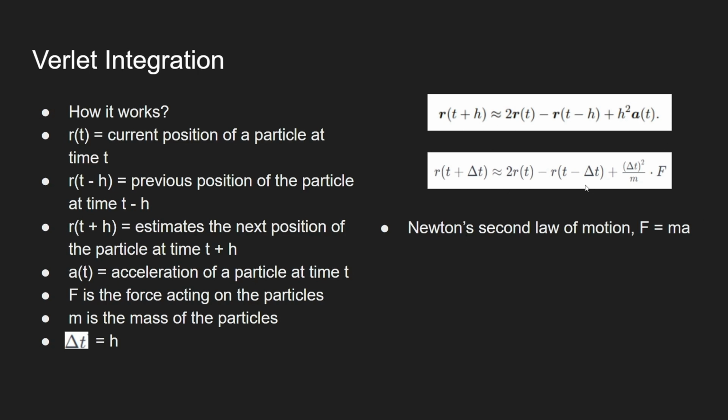So with this formula here, this is the original formula, and let's say if there's an external force coming into play, you can substitute the acceleration here with F divided by m, force divided by the mass of the particles, and this can be used to predict the next position of the particle as the time is increasing.